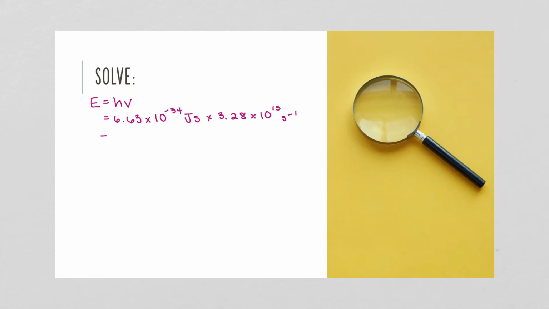So that is equivalent to 2.17 times 10 to the power of negative 18 joules. Now that sounds like a really small amount, but remember that's per atom, so we need to multiply by the Avogadro constant to find the energy for 1 mole of hydrogen atoms.